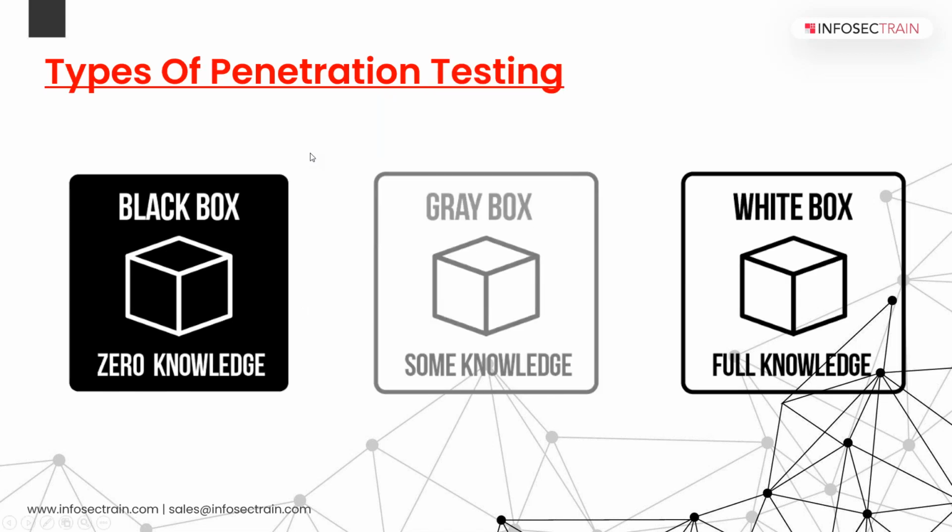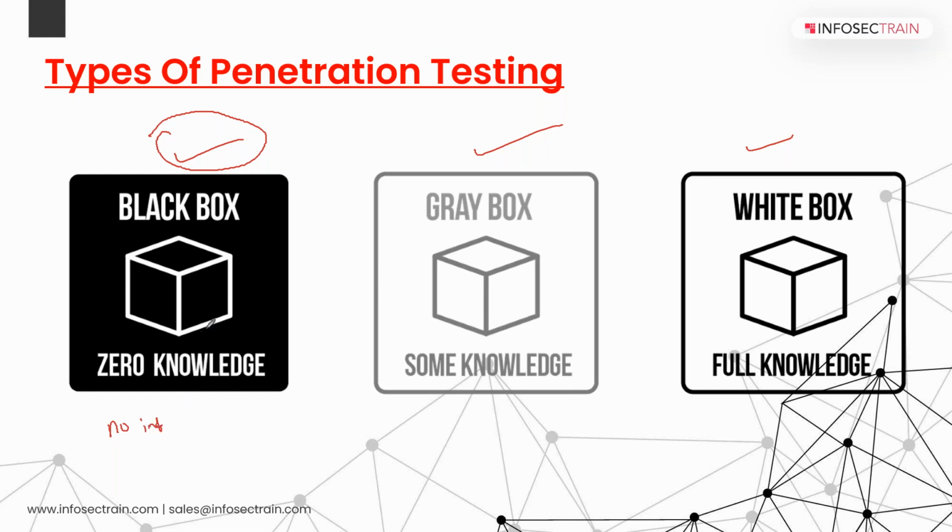Okay. Now, pen testing is done in three types, you can say. We have black box, gray box, and white box. Now, what is black box testing? No worries, let me tell you about that. What is black box testing over here? Over here, we get no information.